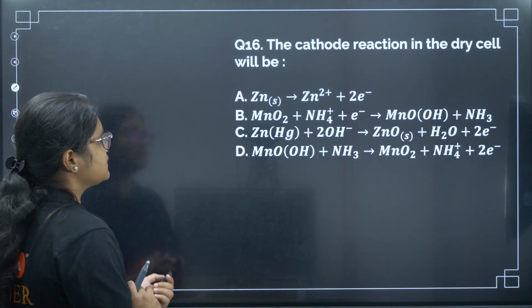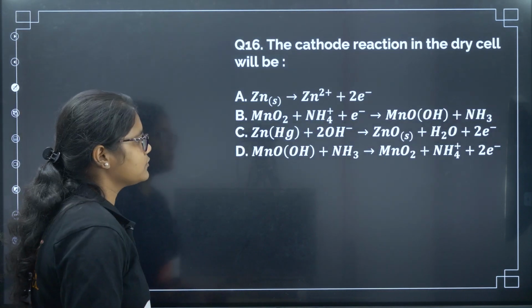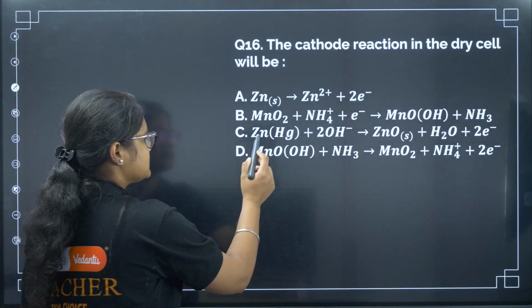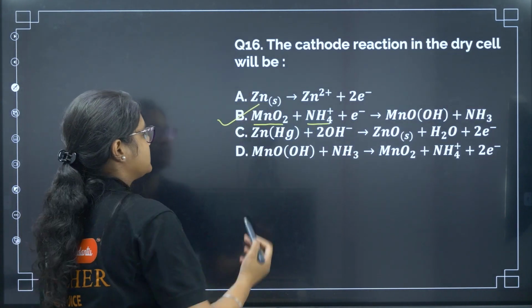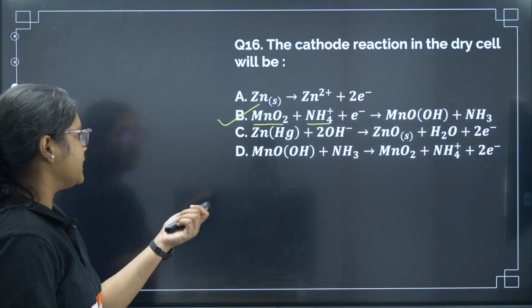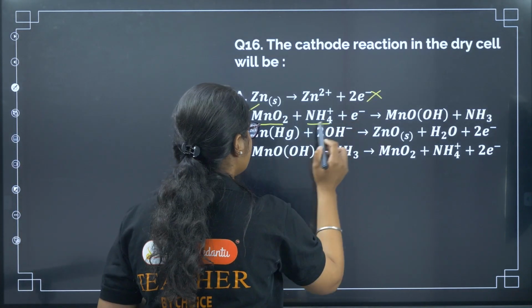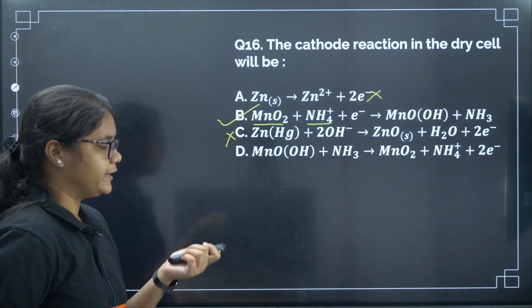Now coming to next question, the cathode reaction in the dry cell. So if you know dry cell, again just now we discussed MnO2 NH4Cl will be there. Reduction will take place. So the correct answer for this question is option number B. Zinc is the anode, so we can eliminate these two options directly.